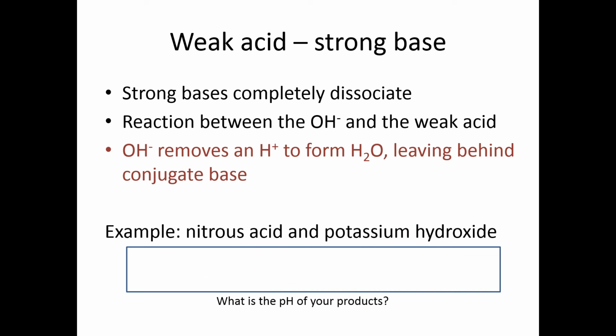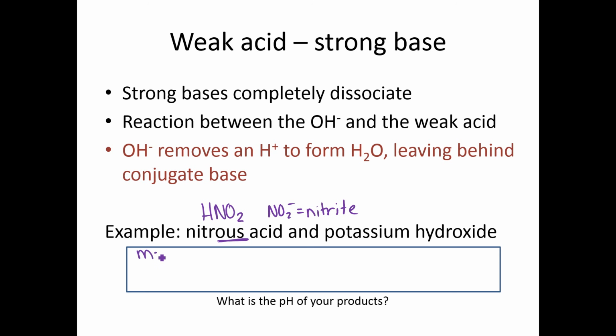Okay, so now we have a weak acid, strong base. Remember, our strong acids totally dissociate. Weak acids do not dissociate. So let's look at an example down here: nitrous acid and potassium hydroxide. Nitrous acid is different from nitric. Remember, if we see the -ous name, that means that it comes from the -ite ion. So nitrous comes from the nitrite ion, which is different from nitrate. Nitric acid is a strong acid, nitrous acid is a weak acid.